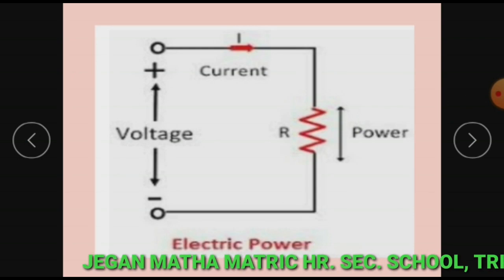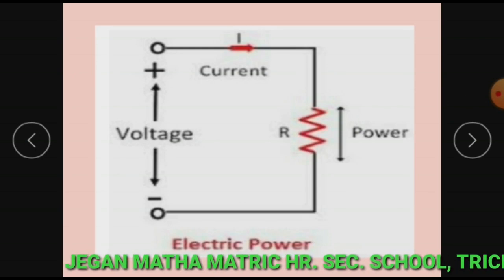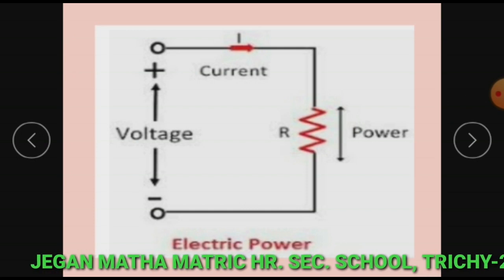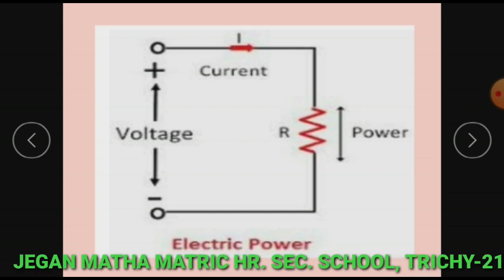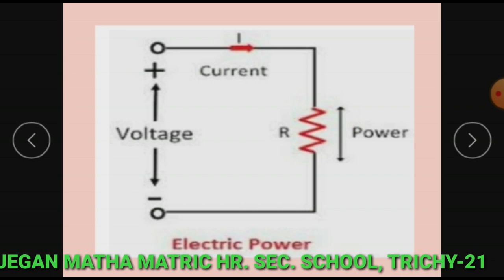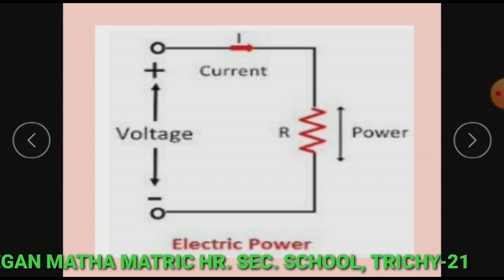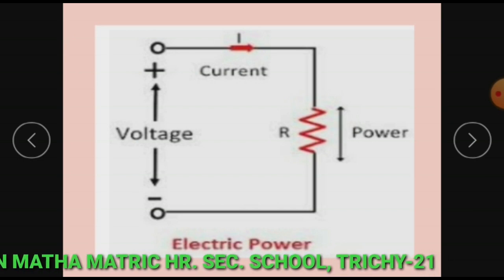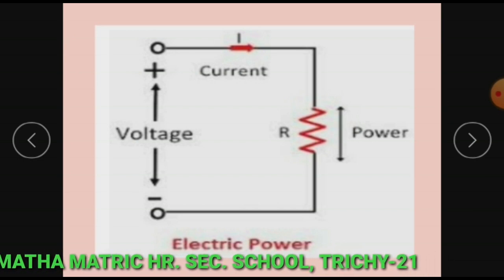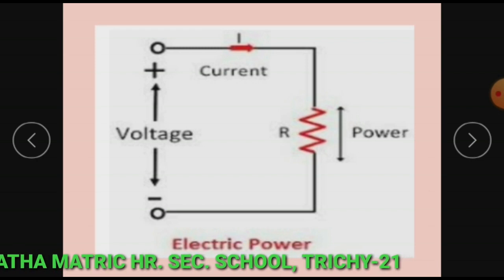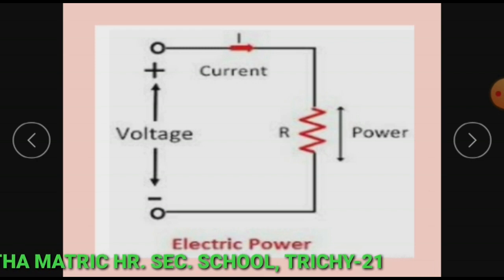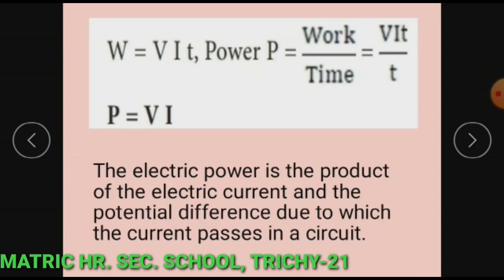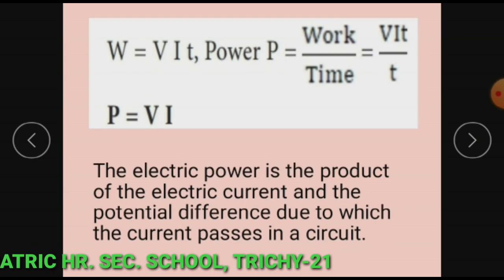Suppose a current I flows through a conductor of resistance R for a time T, then the potential difference across the two ends of the conductor is V. The work done to move the charge across the ends of the conductor is given by the equation W equal to VIT.